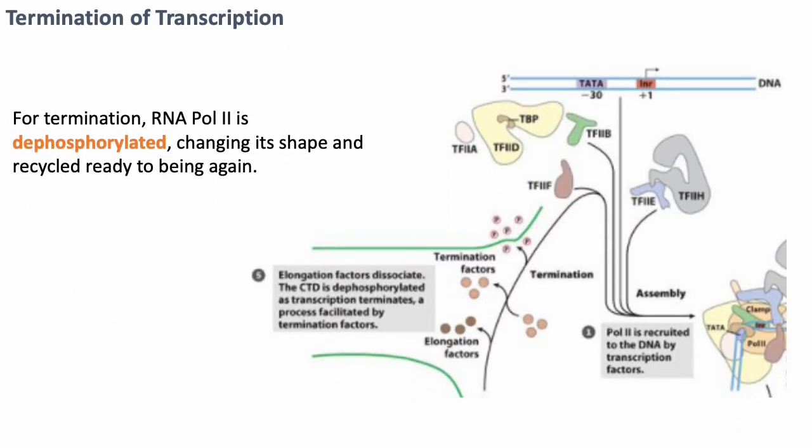And then finally, the termination of transcription. For the termination of RNA pol II, it is dephosphorylated. So not phosphorylated, we remove the phosphates. And by taking out the phosphates, we change the shape of the complex, and by changing the shape, the elongation factors dissociate, and the C-terminal domain is dephosphorylated, and the process is then facilitated by those termination factors.